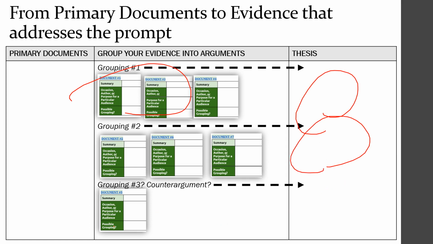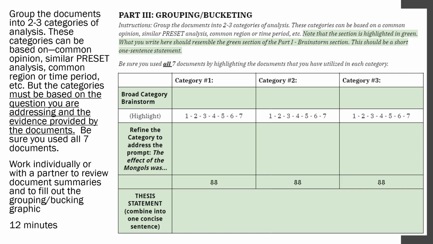Just to let you guys know, there's oftentimes one document that is just a little bit odd, a little bit different. So keep that in mind in each of the document sets. There's always one that allows you to address some sort of complexity and may demonstrate some sort of counter argument. But for the time being, be able to group 6 or 7 documents into 1, 2, maybe even 3 different groups using the categories of analysis that you see here.